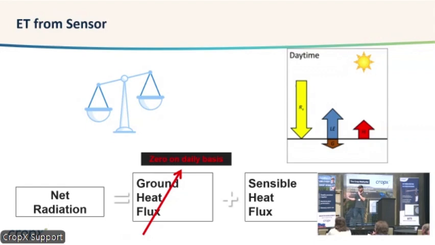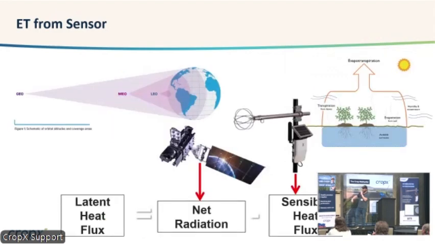So we can simplify our equation, and because we're interested in looking at our latent heat flux, which is the ET, what we do is we take how much energy is going in, so the net radiation, and then we subtract the sensible heat, so the amount of energy that's going into heating the air. And what's left over will be our ET. And the question is, how do we find these things?